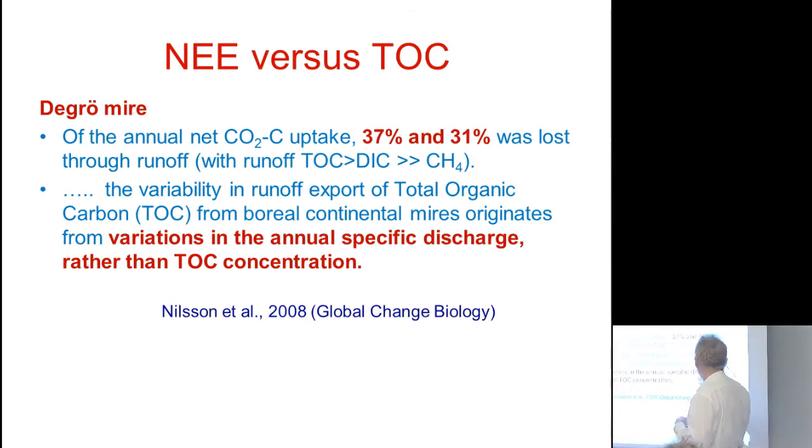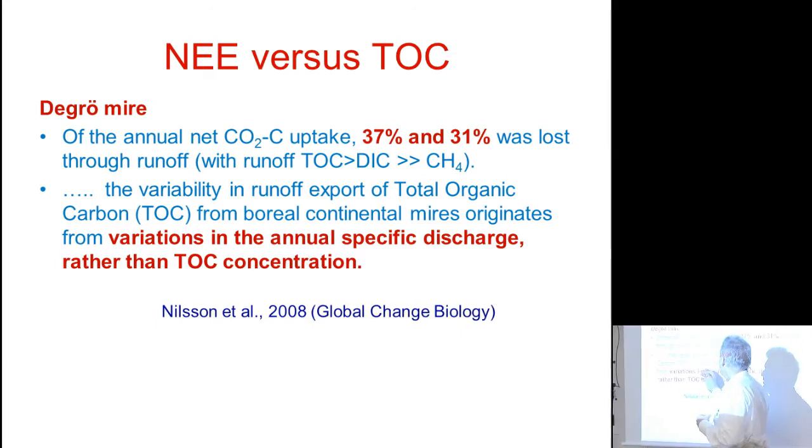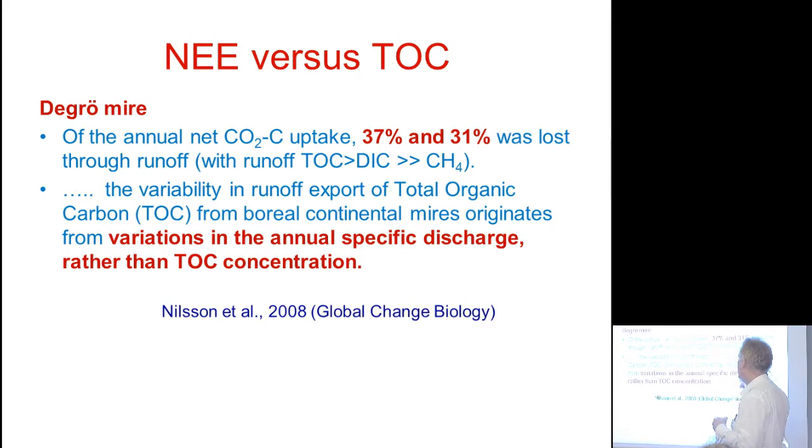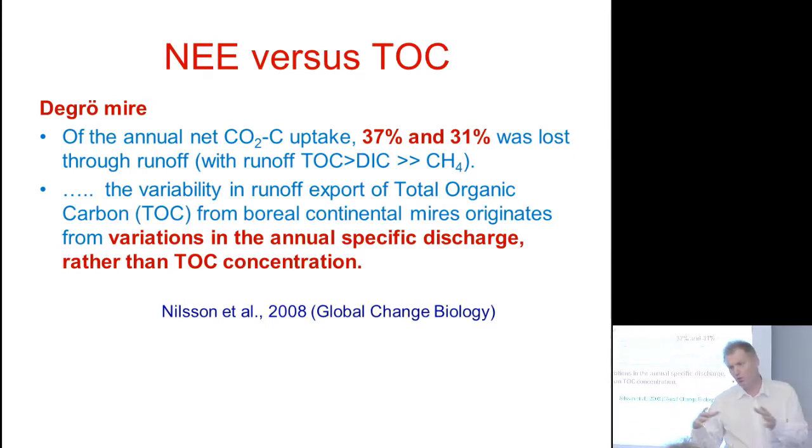But what was more striking was that these annual variations in the outflow were linked to the discharge rate. That goes to how much water goes out of the system, not to the concentration that was in the Mire. And what that means is that the more rainy weather you have, the more carbon will go out of the system.